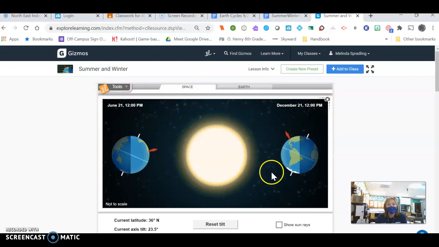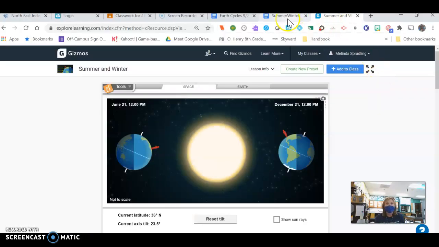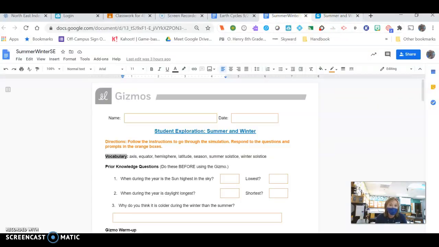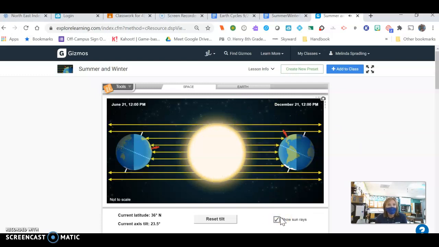You also have, and you can actually maximize this out, although it might not be easy to work that way because you're going to have to be going back and forth to the worksheet to answer your questions. So let me just give you a little overview on how you can interact with the gizmo. First of all, we want to show our sun rays because this is going to help us determine if we have direct sunlight or indirect sunlight.